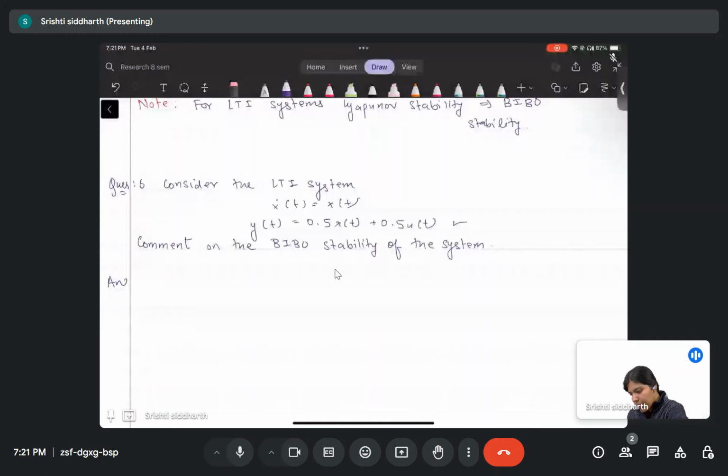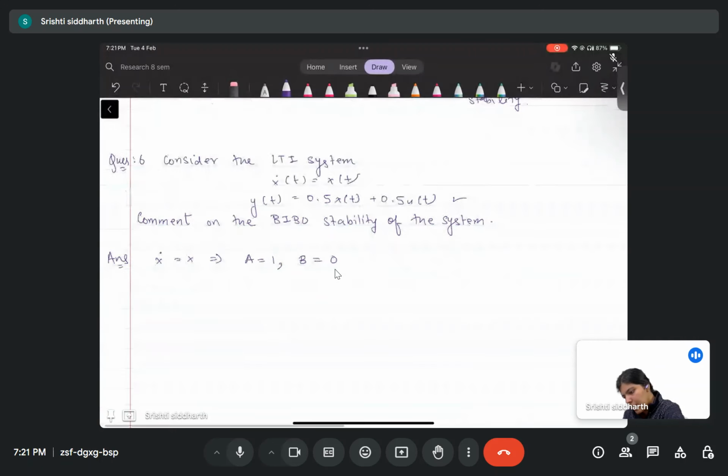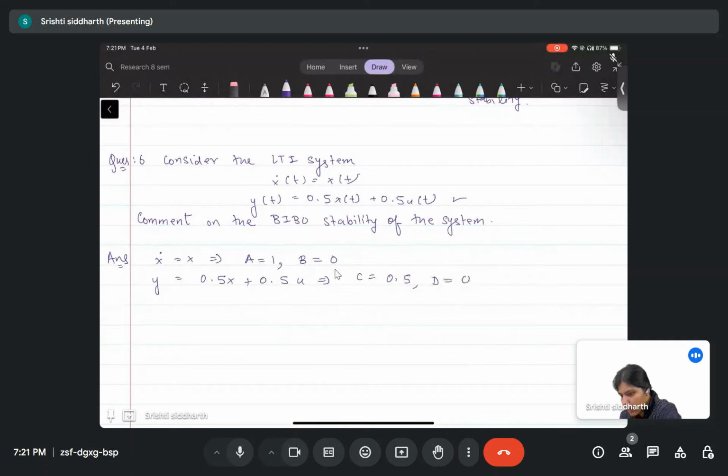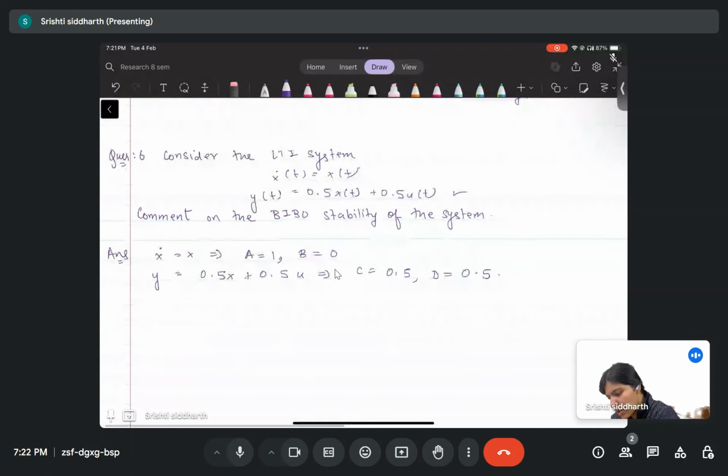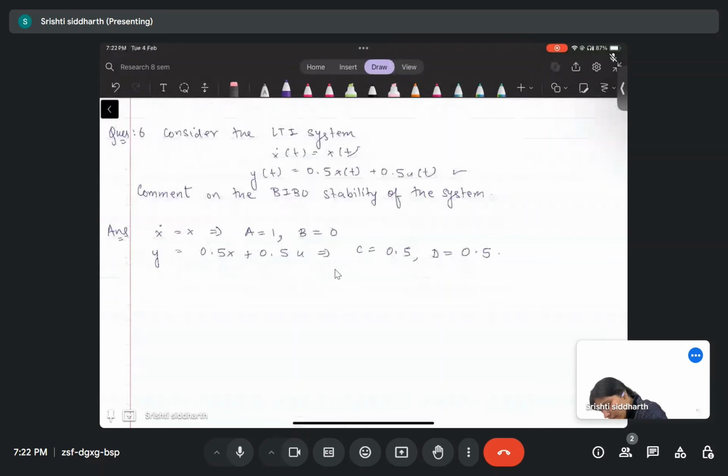So x dot equals x implies that A is just the regular number 1, B is 0. y equals 0.5x plus 0.5u implies that C is 0.5, D is 0.5 as well. So the system, this LTI system, is BIBO stable if and only if the transfer function has negative real poles.